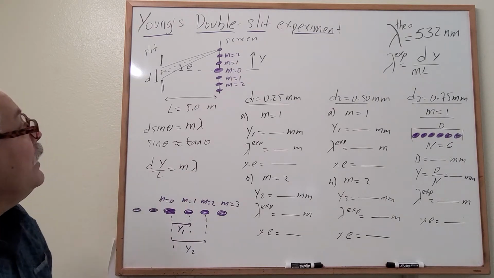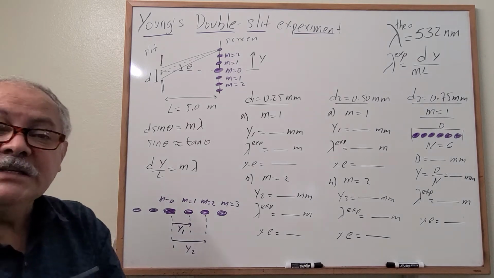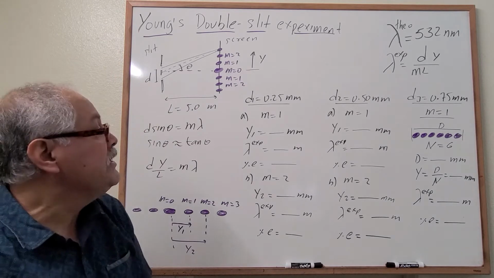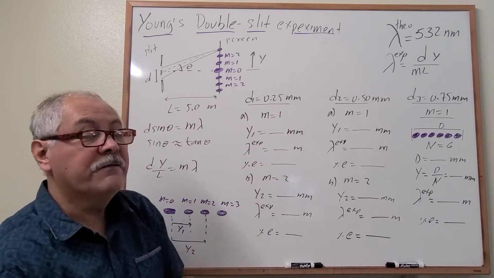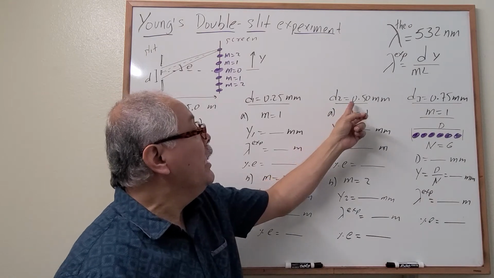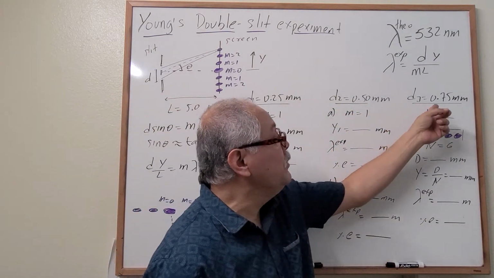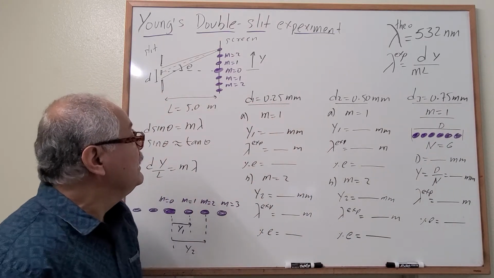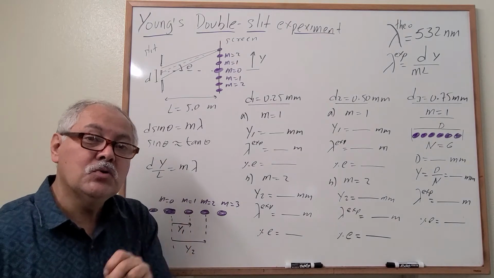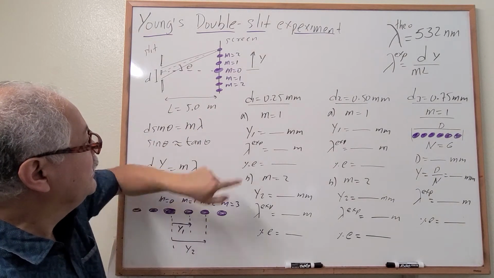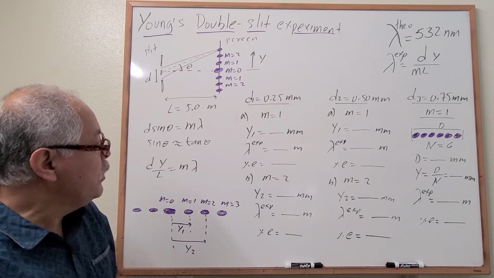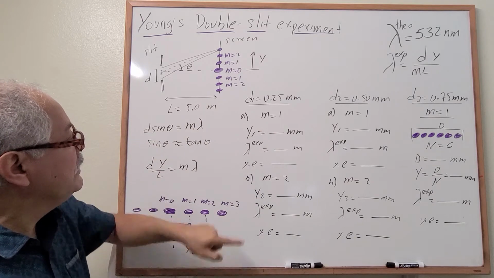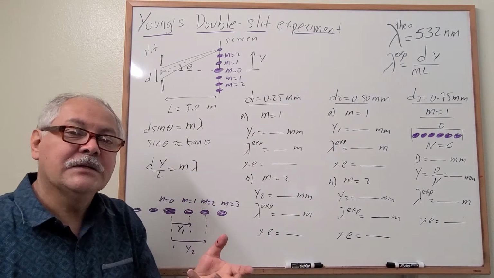Okay, now we have three cases in this experiment. We have d1, the distance between two slits, equal to 0.25 millimeters, d2 0.50 millimeters, and d3 0.75 millimeters. Okay, for case 1, let's do two parts, part A and part B. Part A, let's say m equals 1, and in part B, m equals 2. For example, we are right here, m equals 1, we're looking for y1, that's given by the experiment, correct?